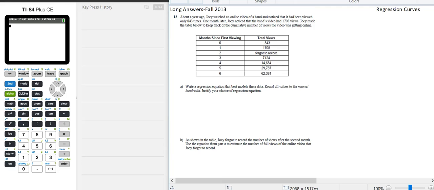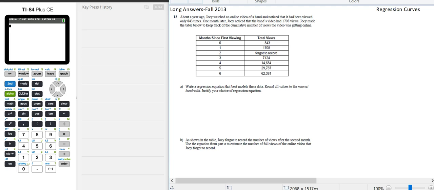This is question number 13 from the Fall 2013 Algebra and Sample Materials. About a year ago, Joey watched an online video of a band and noticed that it had been viewed only 843 times. 1 month later, Joey noticed that the band's video had 1,708 views. Joey made the table below to keep track of the cumulative number of views the video was getting online.